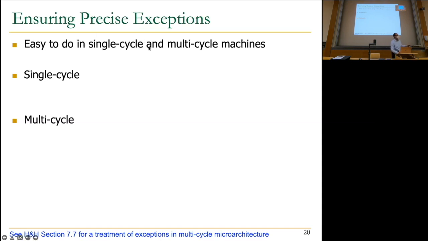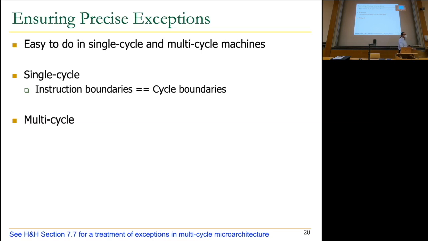So this is very easy to do in single cycle and multi-cycle machines. Single cycle instruction binaries are cycle boundaries anyway. So whenever you actually finish an instruction, you know that you finished that instruction and you didn't start any instruction after this, and all of the prior instructions are finished. That's the beauty of a single cycle machine, right?